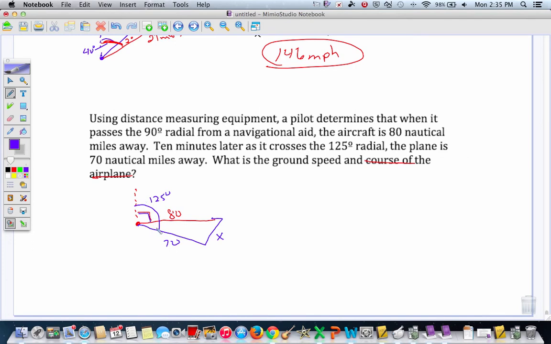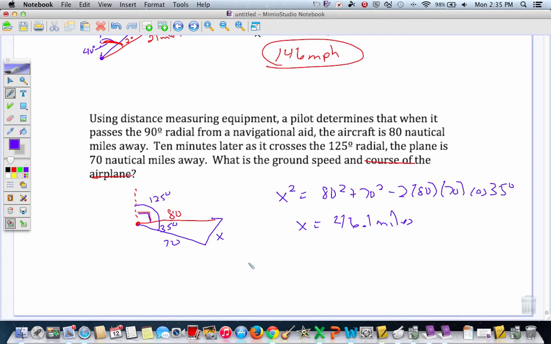So our plane has traveled from here to here in those 10 minutes. I've mentioned this was a right angle. This is 125 degrees, so 125 minus 90 is going to give me a 35-degree angle in here. And much like our last problem, to find x, we could say x squared equals 80 squared plus 70 squared minus 2 times 80 times 70 times the cosine of 35 degrees. If we plug that into our calculator, we're going to get x to be about 46.1 miles. So in our 10 minutes, our aircraft has traveled 46.1 miles.